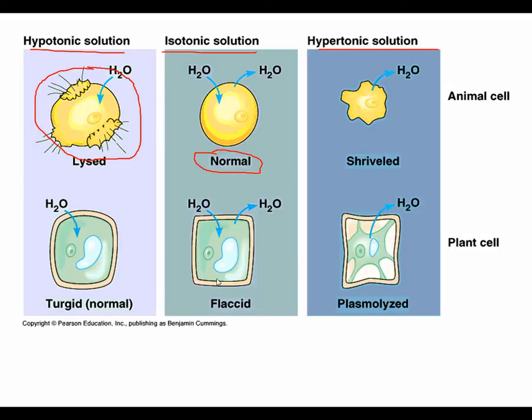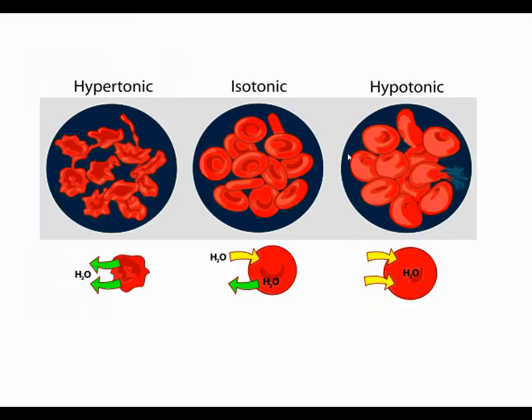Here's your cell, here's your plant cell. And the third type is hypertonic. Hypertonic means it's going to shrivel up, it's lost its water, and there's the imbalance that's occurring there within your water. Now, this can also happen in your blood cells. And you can see here the different structures. Again, it's kind of the opposite of what we looked at in the previous slide. Hypertonic, your cells shriveling up.